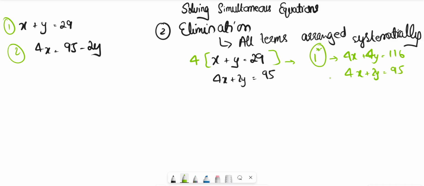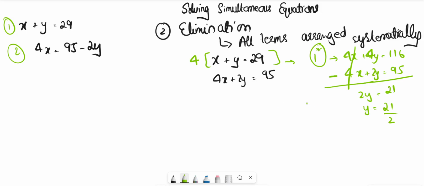Now I want to ask you one question. Here we have 4x and 4x. Let's eliminate one thing. What should we eliminate in this case? 4x, the same terms should be eliminated, right? Minus sign in between. 4x minus 4x cancel. 4y minus positive 2y, yes, 2y equals 116 minus 95. What does that become? 21. And y equals 21 upon 2.